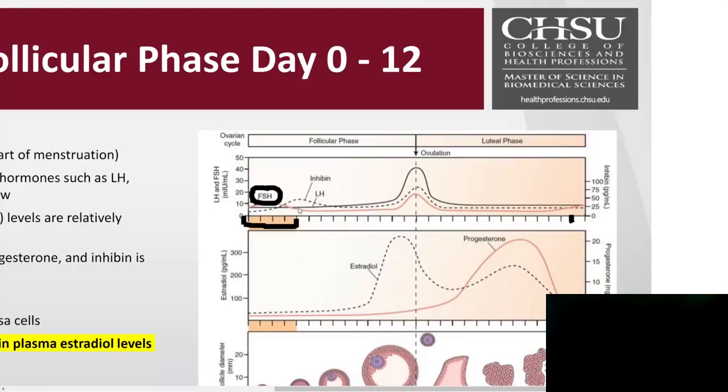Now, right here, you'll see that the LH, the dark line, starts to slowly increase as well, right? It's not tremendous, but it starts to peak out as well because it synergizes with FSH. They're both stimulated by GnRH.